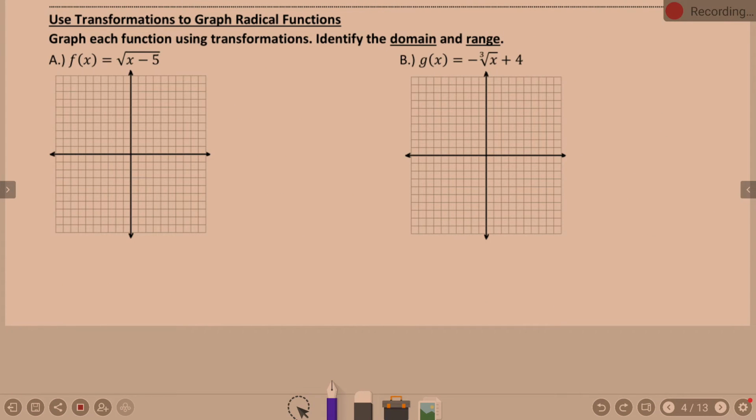We're going to practice graphing this. Graph each function using transformations, identify domain and range. So here's what I'm going to say. F of x equals the square root of x minus 5. Well, how can I graph this?